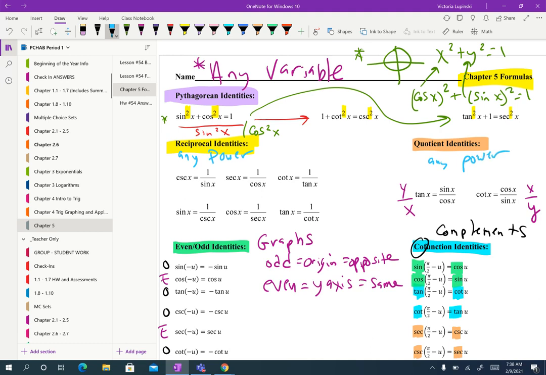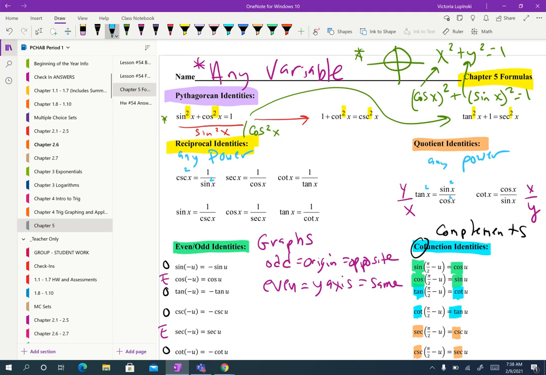And I kind of illustrated that a couple minutes ago. So what that means is that if you were talking about a cosecant squared, you could write that as 1 over a sine squared. Or if you were talking about a tangent squared, you could write that as a sine squared over a cosine squared. So when it comes to the reciprocals and the quotients, you can write them as any power.